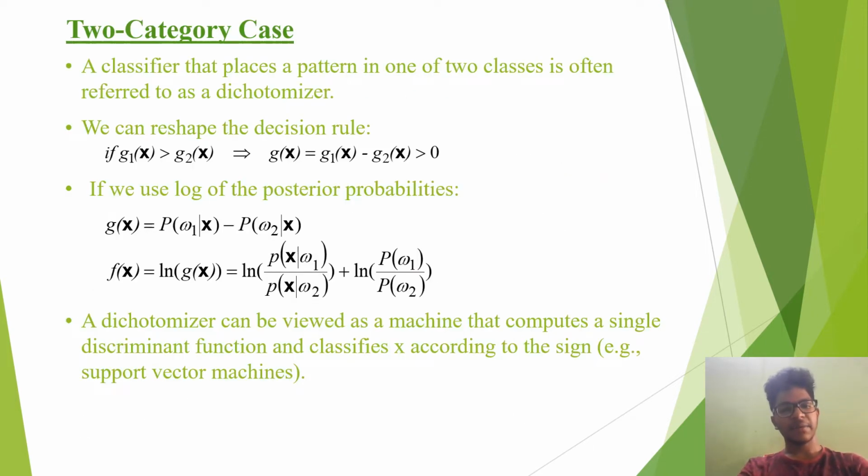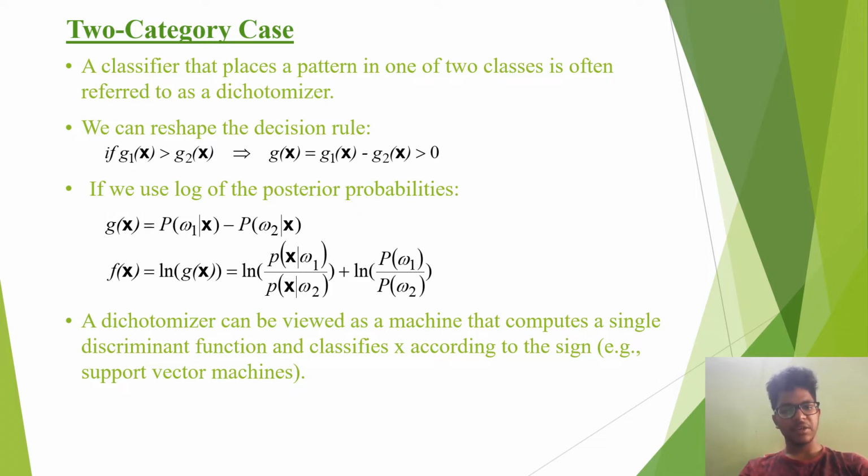A classifier that places a pattern in one of two classes is often referred to as a dichotomizer. Here we are going to discuss the two-category case. We can rephrase the decision rule: if g_1(x) is greater than g_2(x), that implies g(x) equals g_1(x) minus g_2(x) is greater than 0. If we use the posterior probabilities, g(x) equals P(omega_1 | x) minus P(omega_2 | x).